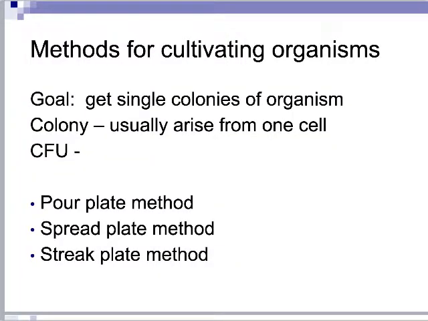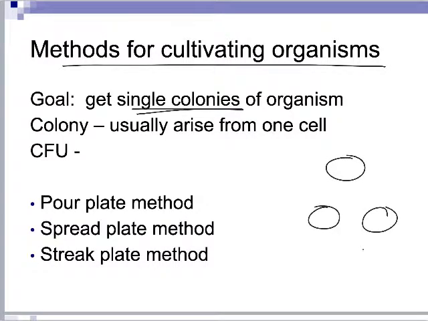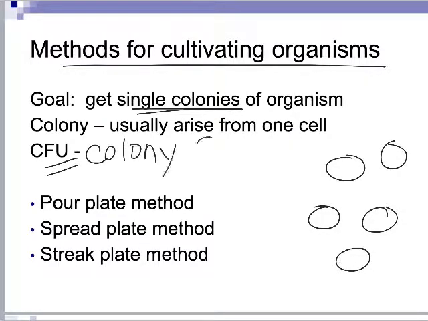Okay, I'm going to stop here because this is right before the next set of PowerPoints. Whenever we're trying to grow things, we usually want a single colony. We want to have things separated out so we can actually see them. A CFU is a colony forming unit, and a colony forming unit is what gives rise to a colony. There are several different ways of getting these colonies, and that's what we're going to talk about next.